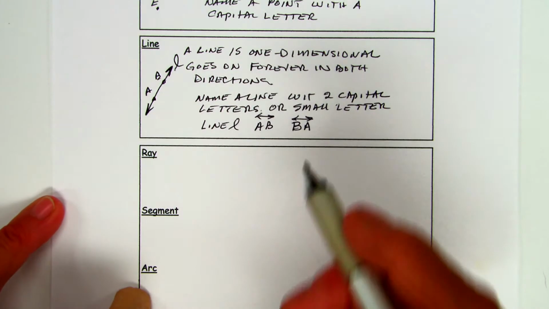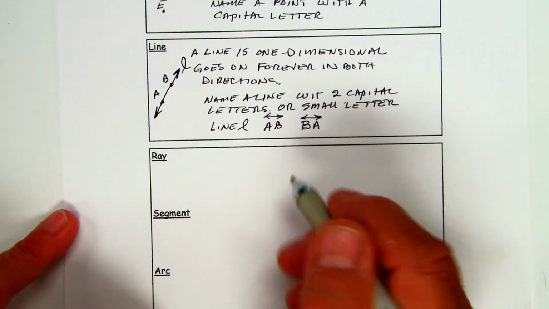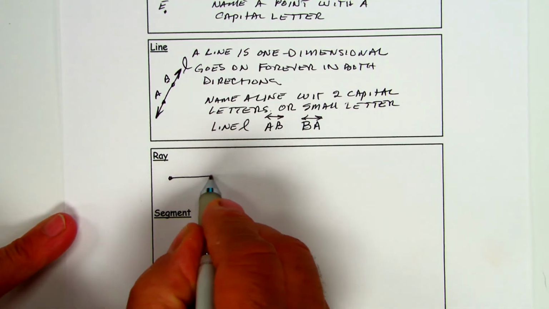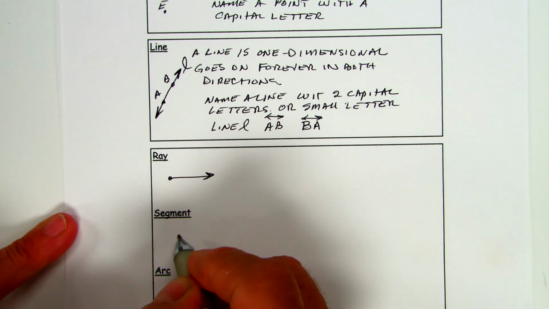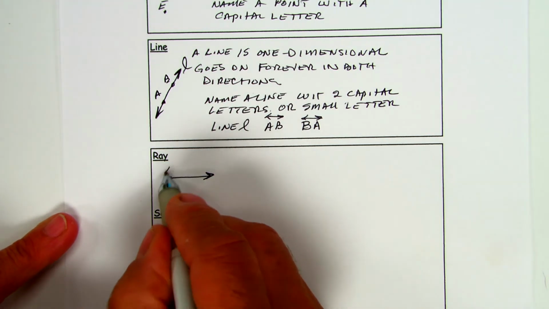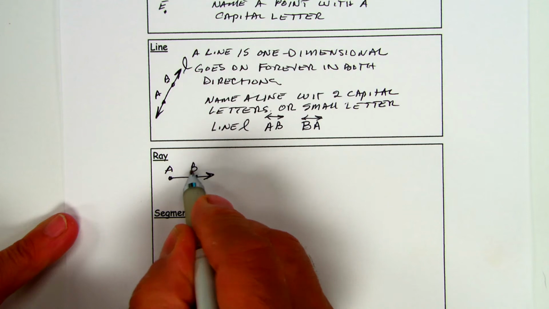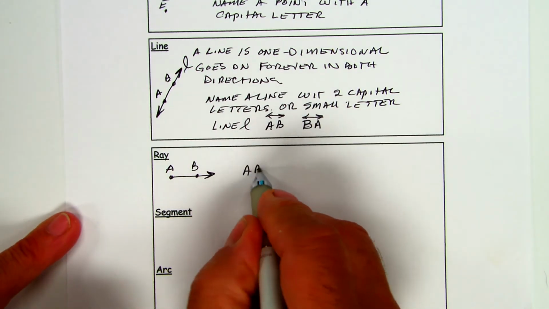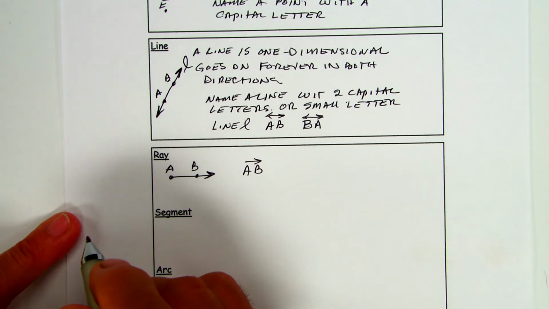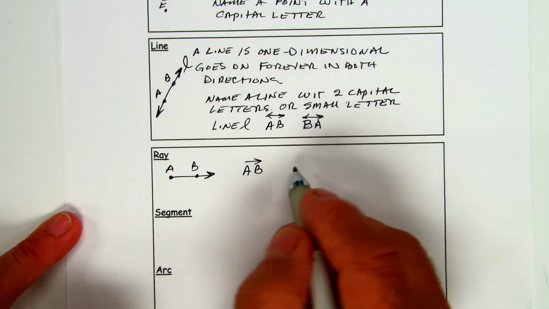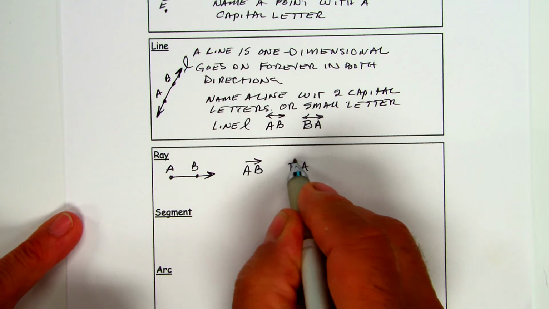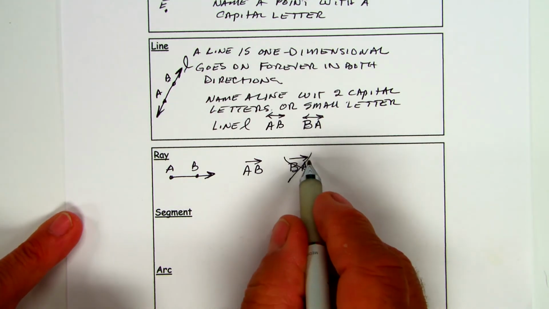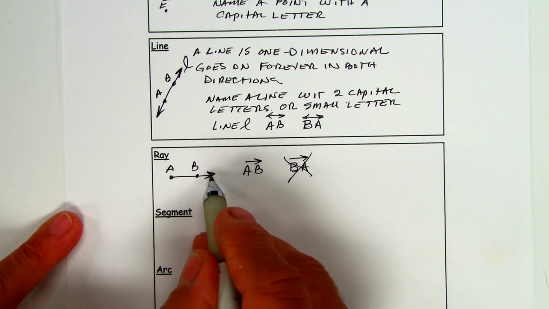Now, let's talk about some forms of lines. A ray. A ray looks like this. It has a starting point and it goes on forever in the other direction. Now, we could name this ray AB. So, in shorthand, we would do it like this, ray AB. It's important to notice that this is not ray BA. This is not correct. It doesn't start at B and go through A. It starts at A and goes through B.